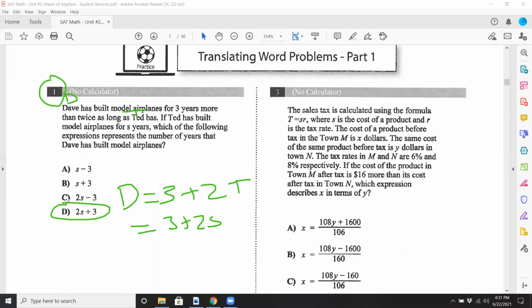If you want, you can plug in a number for S. You can say maybe Ted has built airplanes for 10 years. So that would be 3 plus 2 times 10, which would be 23. You can do that too. But I think this is pretty easy.